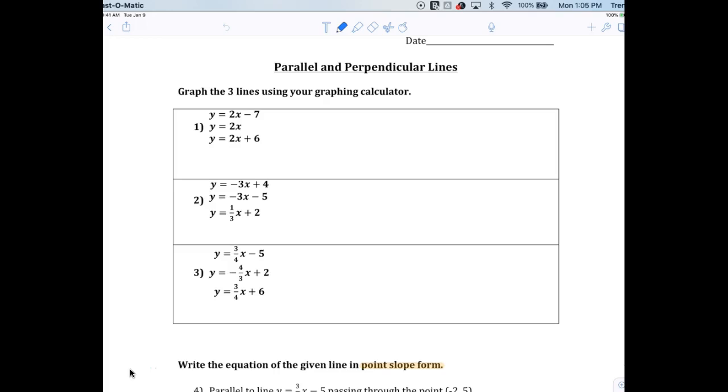Now the question is, do two of the lines look perpendicular to the other line? Do they look perpendicular? I don't think they do. They don't look perpendicular. The reason they don't look perpendicular is because it's not a 90-degree angle.